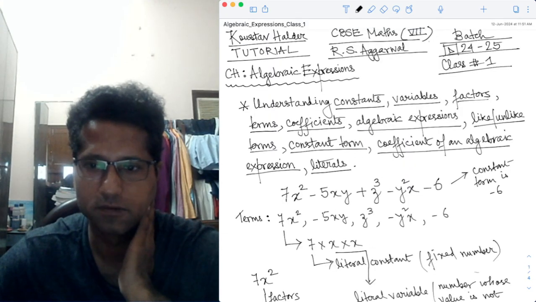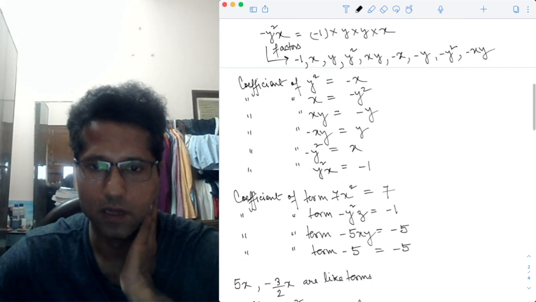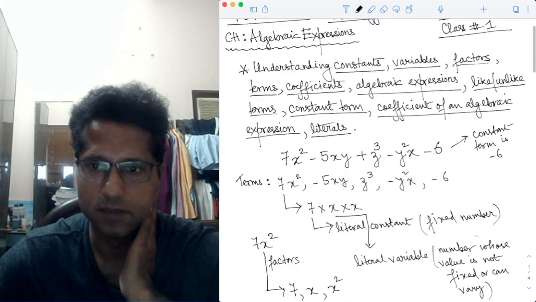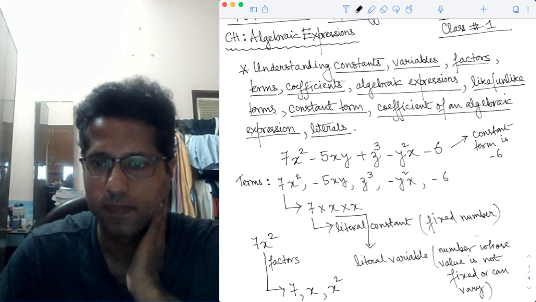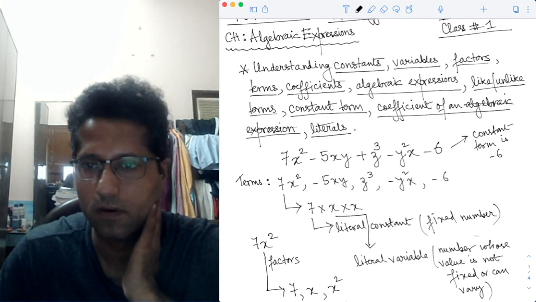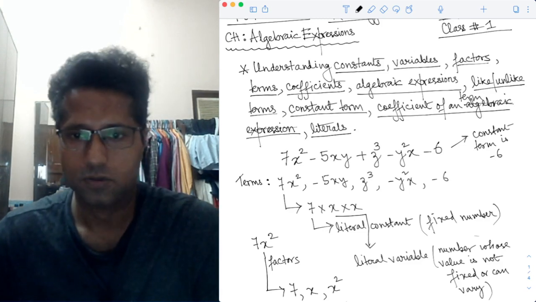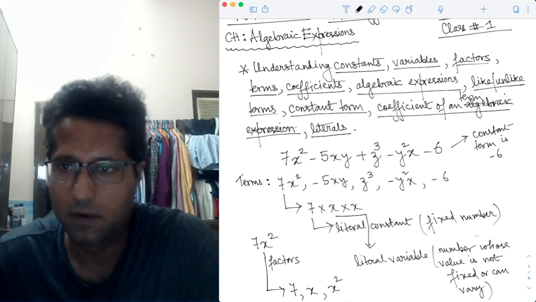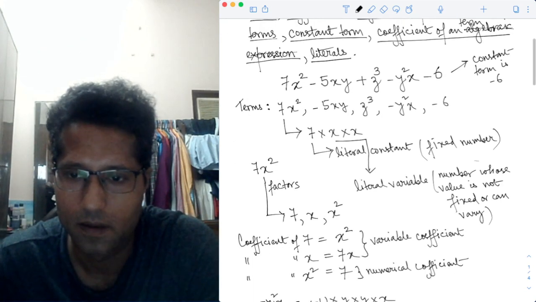Coefficient of an algebraic expression. Now we have coefficient of an algebraic expression. This is wrong. Not coefficient of an algebraic expression, but coefficient of a term. It should be term. So I think I have covered all the terms that I wanted to explain.